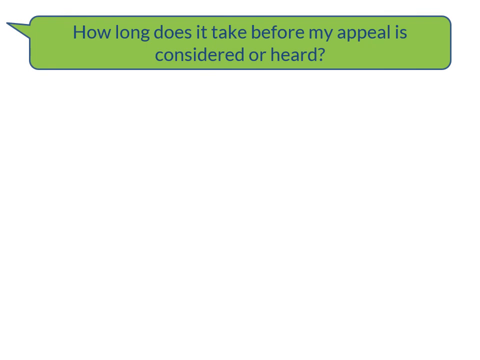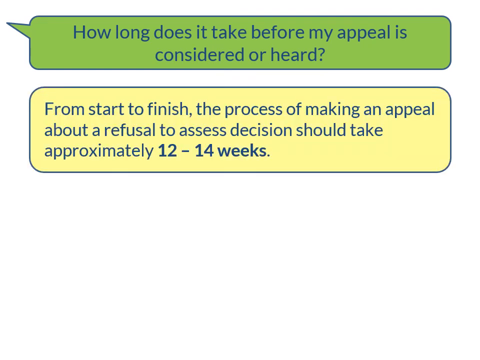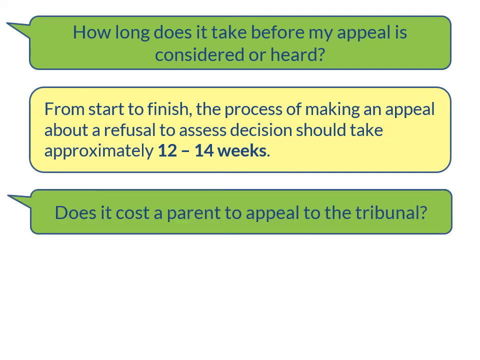Let's just finish with a couple of frequently asked questions. Families often ask our Sendia service how long it takes before their appeal is considered or heard. From start to finish, the process of making an appeal about a refusal to assess decision should take approximately 12 to 14 weeks. Parents are also often worried that the process may cost them money.